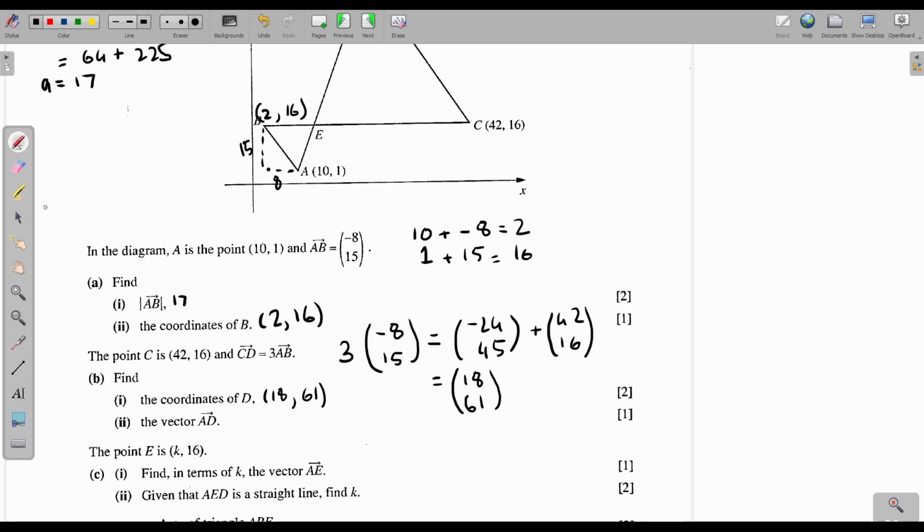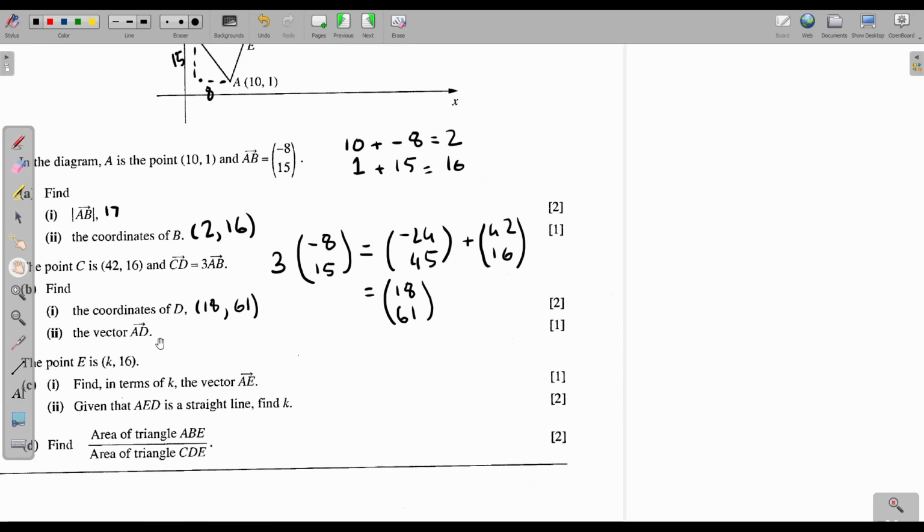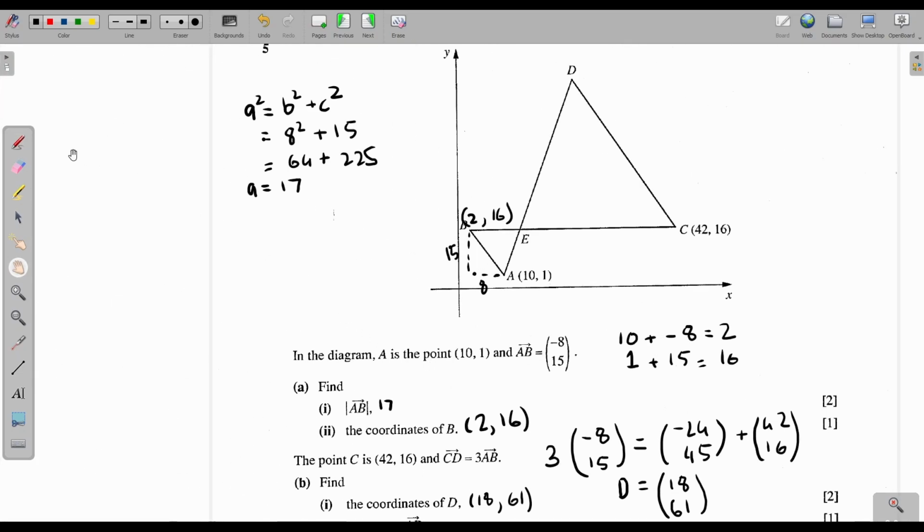All right. Now they want us to find AD. So again, all we need to do is find out what we add to A to get to D. To figure that out, we can find the difference between A and D. So if we subtract A from D, we're going to find out what we can add to A to get to D, right? The difference between the two.